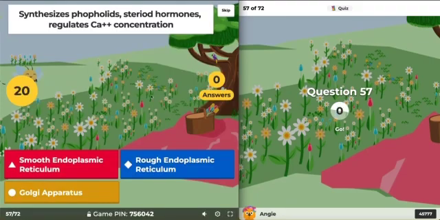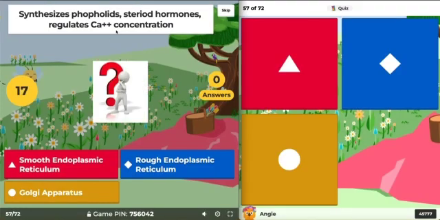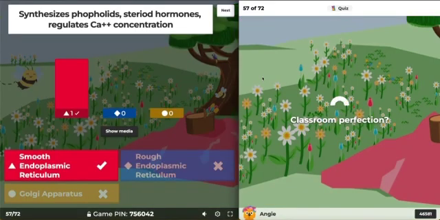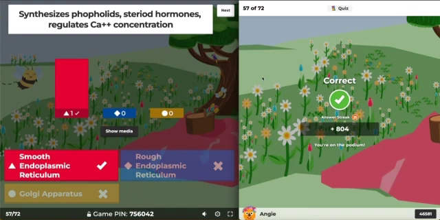Synthesizes phospholipids and steroids, regulates Ca++ concentration. So what does that? Out of those three, it's going to be the smooth endoplasmic reticulum. It's going to perform these functions.